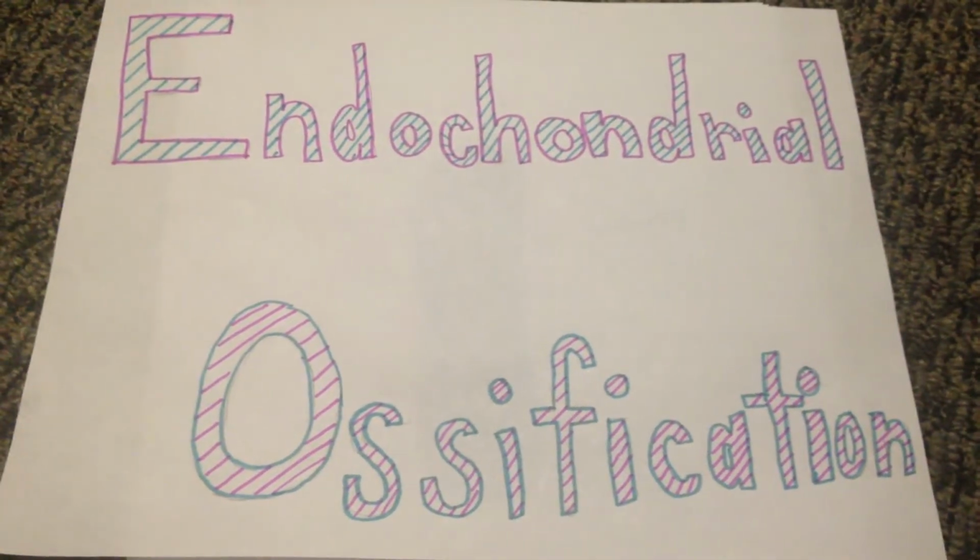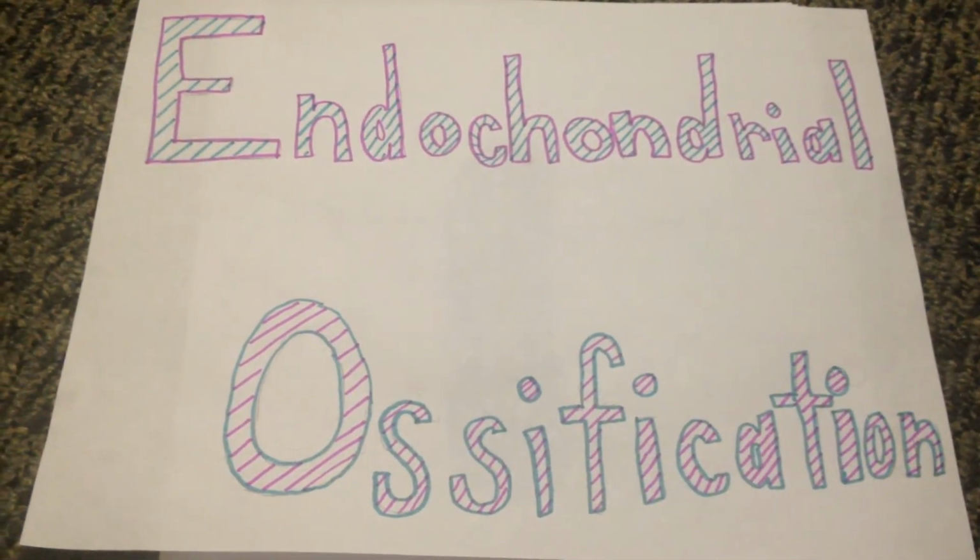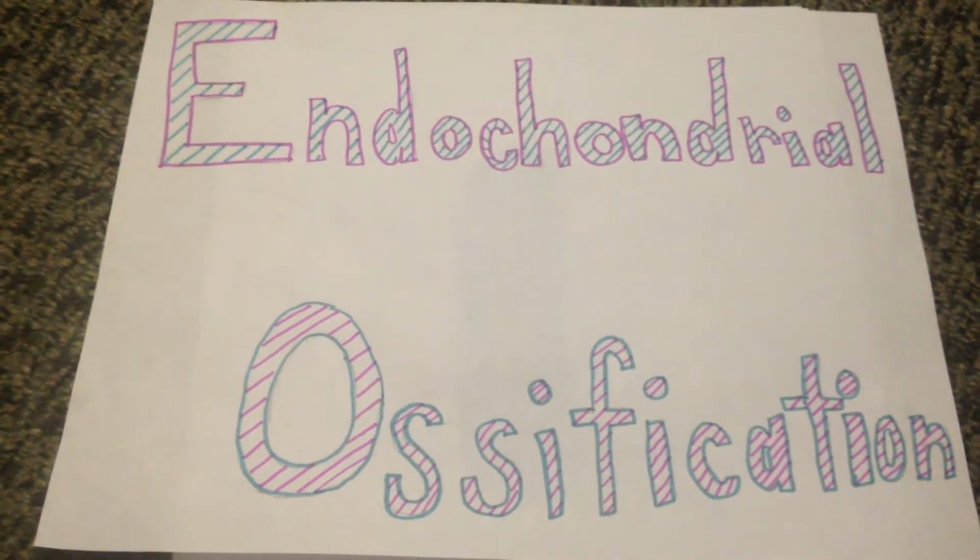Endochondral ossification is the process through which most of the bones of the body are formed. I have broken the process down into a series of 7 steps. Step 1 starts off with a hyaline cartilage model of the bone.